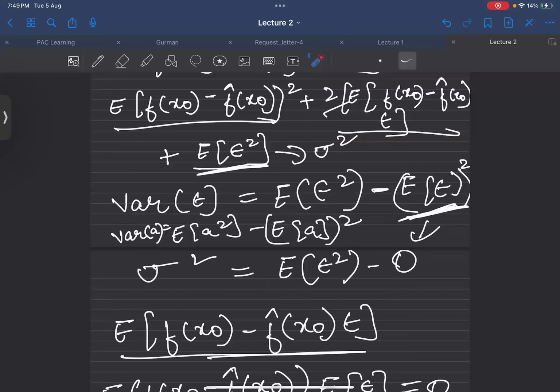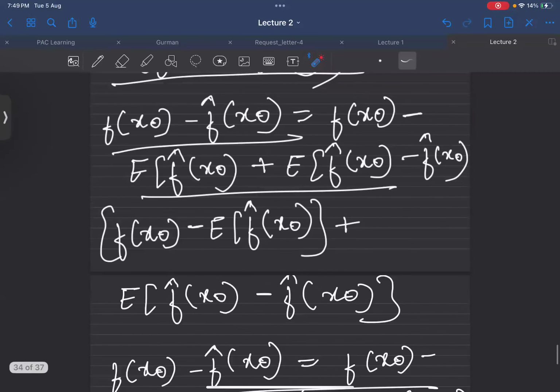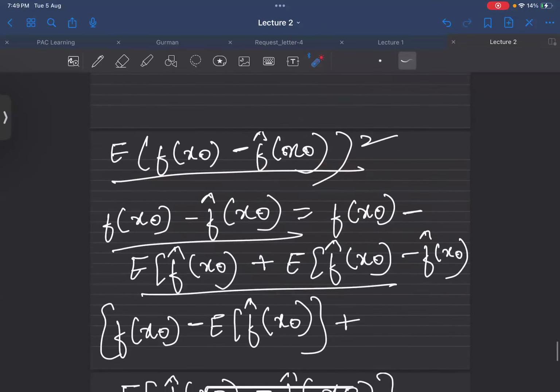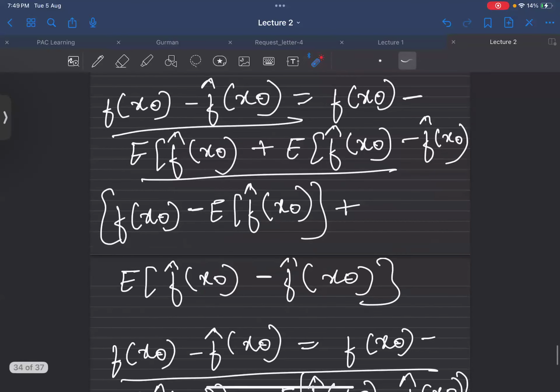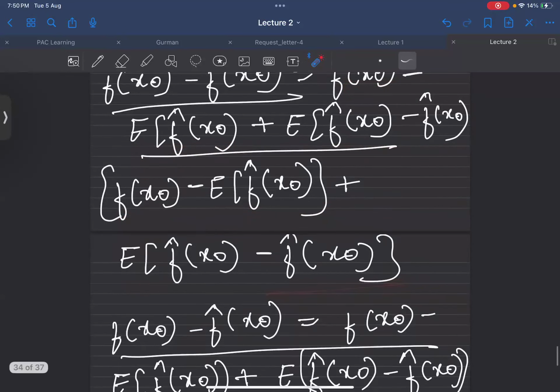Now coming to the first term, which is expectation of (f(x0) minus f bar(x0)) whole square. What I did, I subtracted expectation of f bar(x0) and I added expectation of f bar(x0). I can do that, like if I'm writing 2 plus 3 minus 2 plus 2, it doesn't make a difference. So I took a bracket: f(x0) minus expectation of f bar(x0), and expectation of f bar(x0) minus f bar(x0).